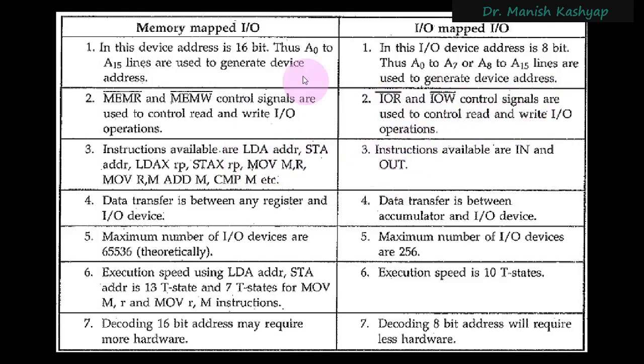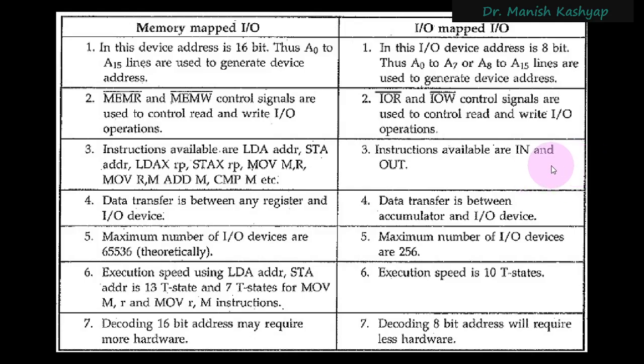Now this is an important thing. In memory mapped input output, if an input output device is connected, which instructions will you use to transfer data to that device? LDA, STA, LDAX, STAX, MOV, ADD, and CMP. These are the same instructions that you were using to deal with the externally interfaced memory. But since you have connected your input output device in that address space, the same instructions will work there. However, for the input output mapped input output scheme, the instructions available are only IN and OUT. So IN and OUT instructions are the only ones available for that programming.